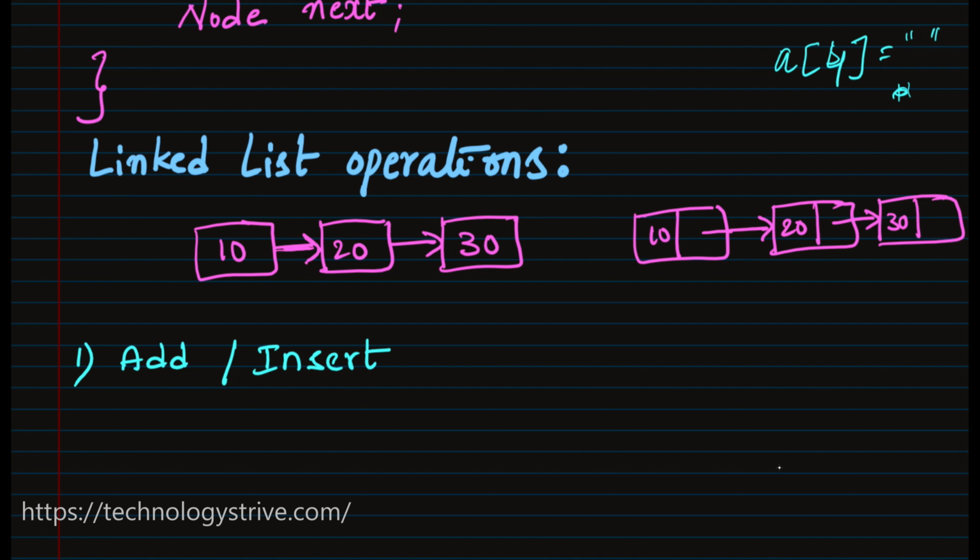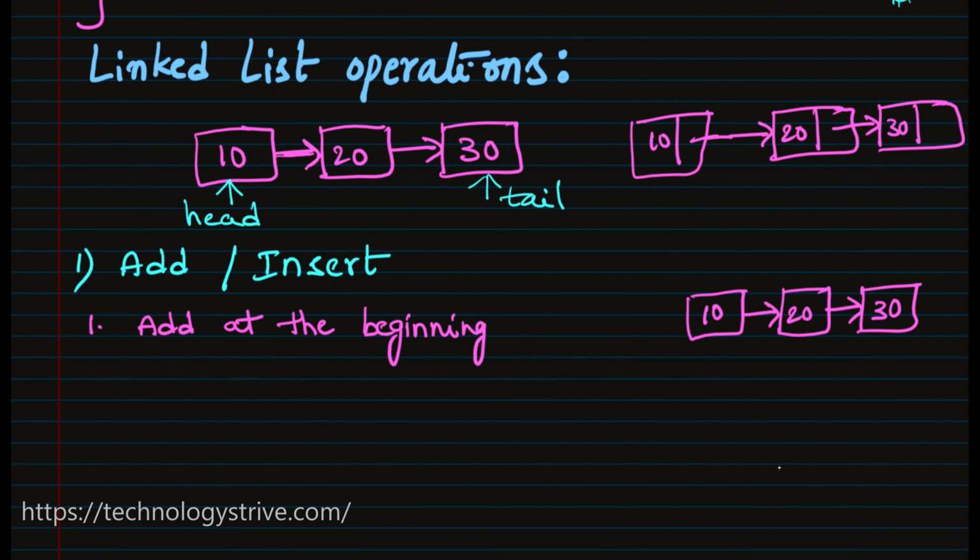But in case of a linked list, we don't have any index because these things are randomly allocated in memory. So the only pointer I know is my first element. The first element of the linked list is known as head and the last element of the linked list is known as tail. Here I am assuming that I want to store the elements in sorted order.